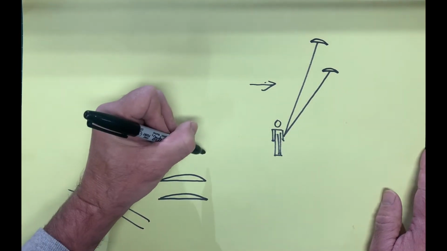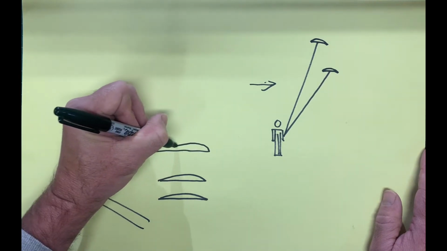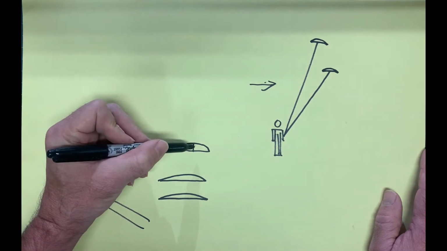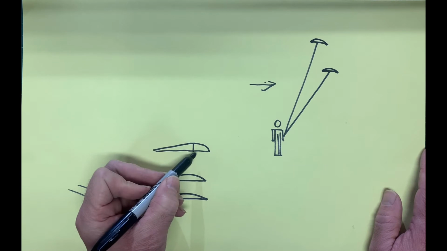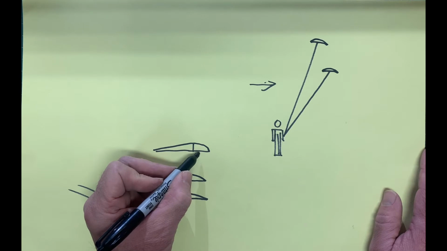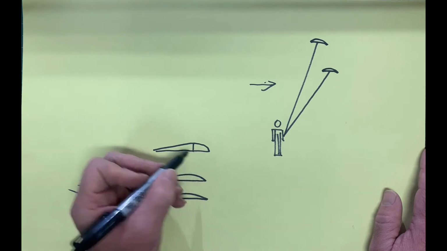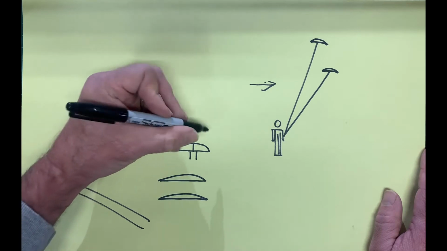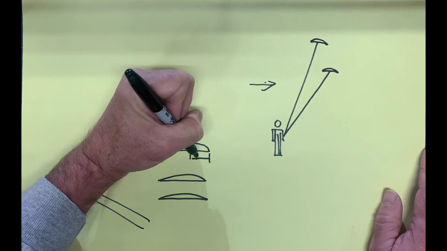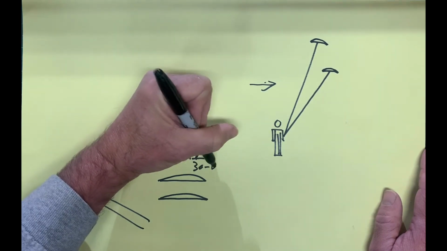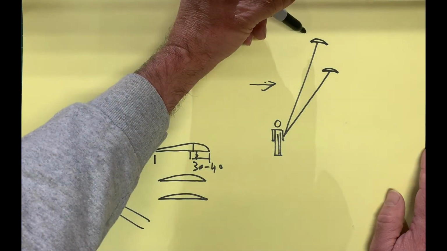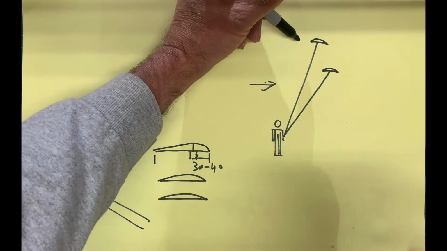They discovered that the best shape was with the apex of curvature, the deepest part of the curvature, approximately a third back from the leading edge. Actually, it was between 30% and 40%. So if this is 100%, then this would be 30 to 40%. This shape allowed the kite to fly higher.